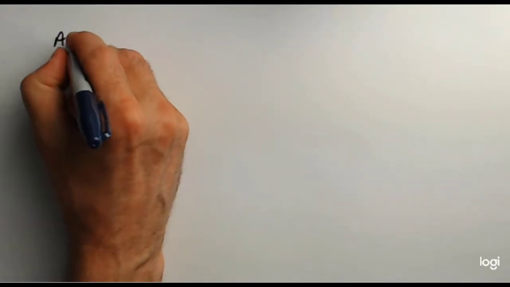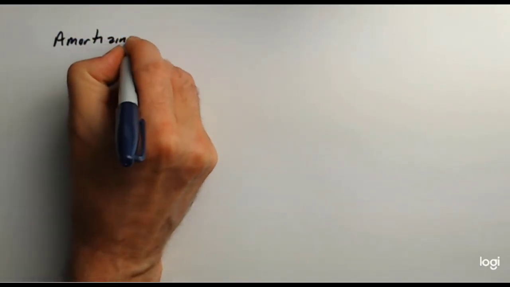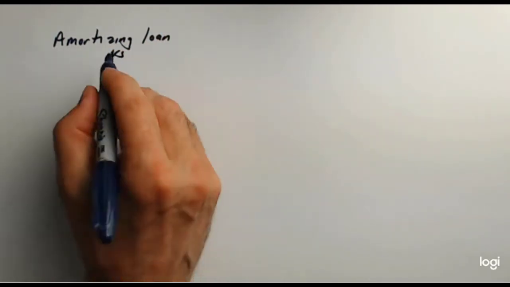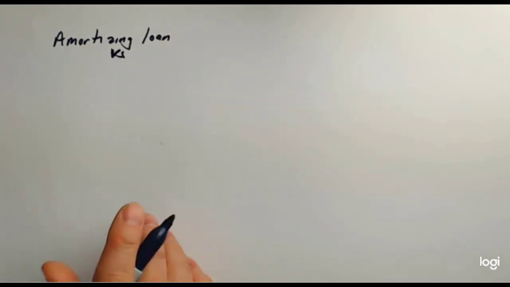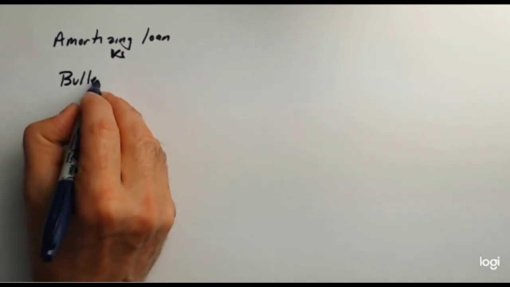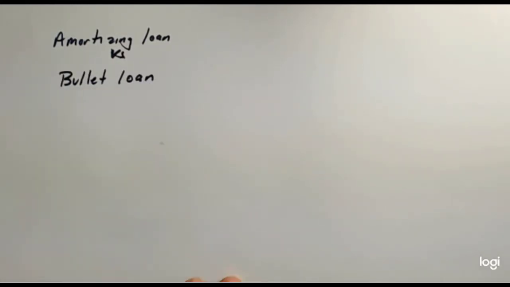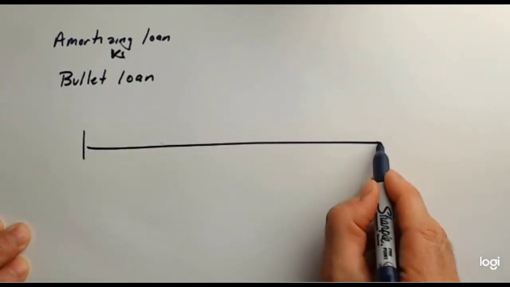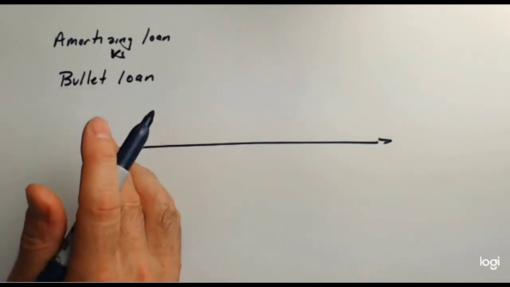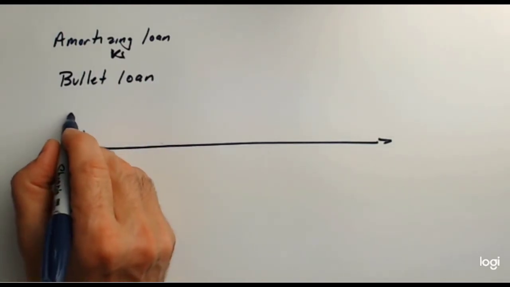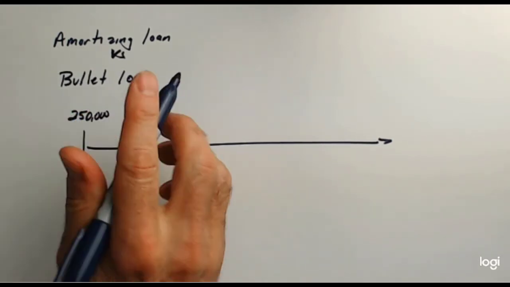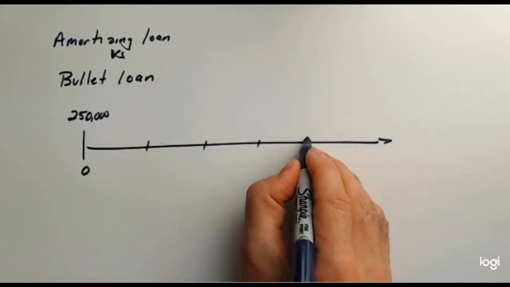Okay, what we want to do is compare an amortizing loan to a non-amortizing loan. That says versus. A non-amortizing loan, an example of that is often called a bullet loan. And so here's how they work. Start off at time zero like we always do. And if you get a loan, let's say you get a loan for $250,000. If you have just a bullet loan, you're going to make these payments.